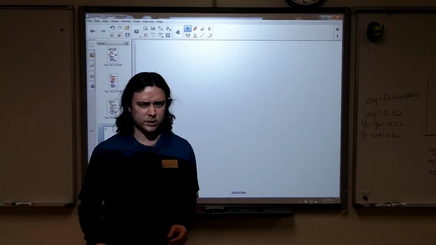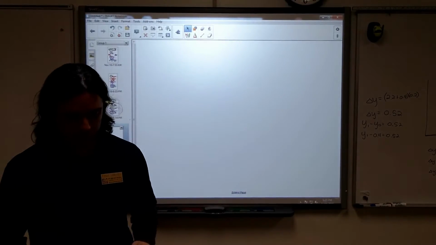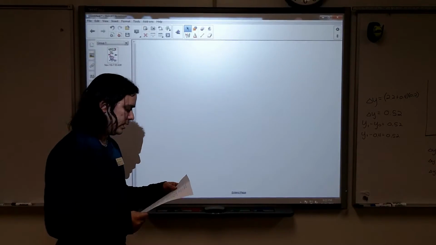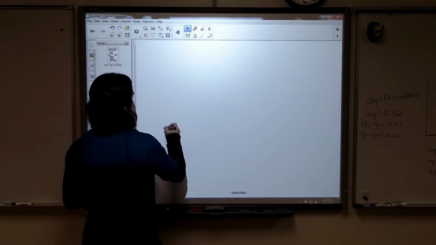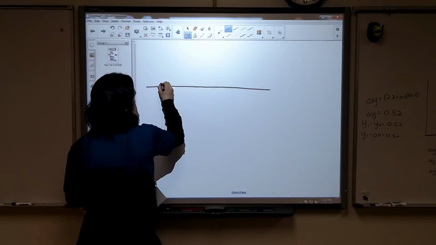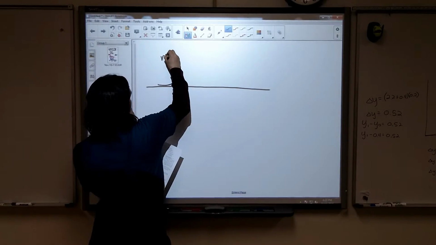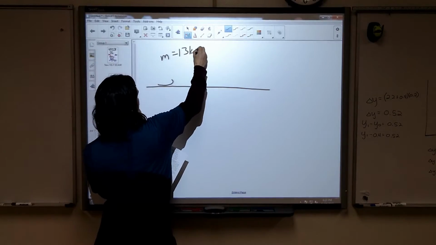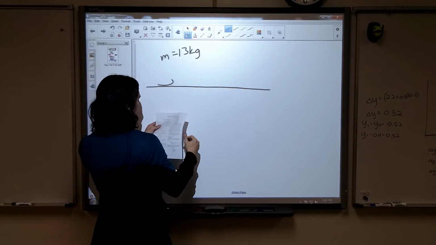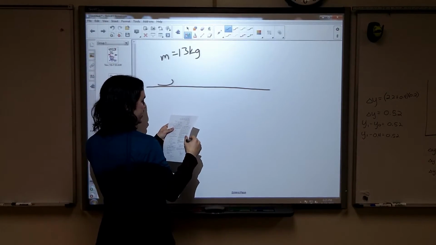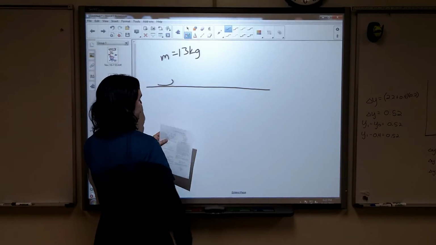All right, here's a tougher one. This deals with a frozen pond and a sled sliding along it. So we've got a frozen pond, and we've got a sled. The sled is a 13-kilogram sled. It's given a kick that imparts to it an initial speed of 3.7 meters per second.